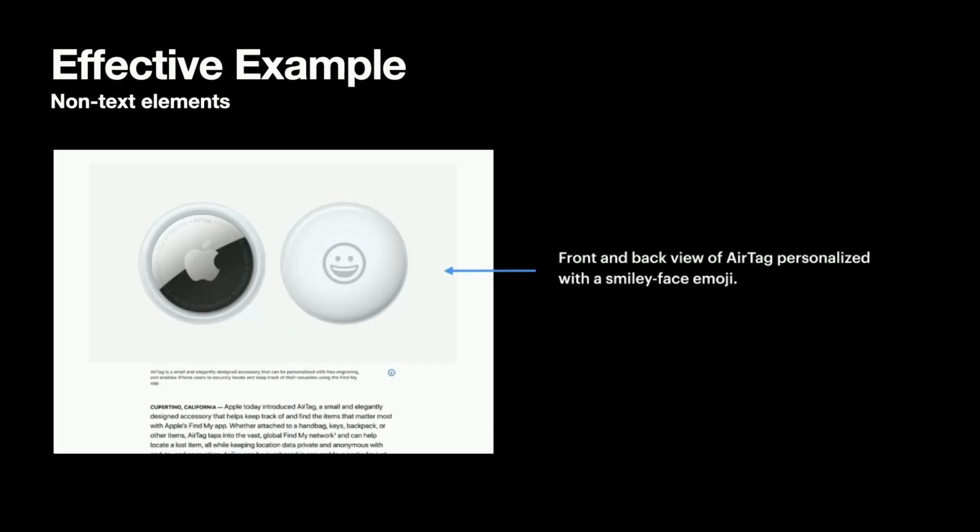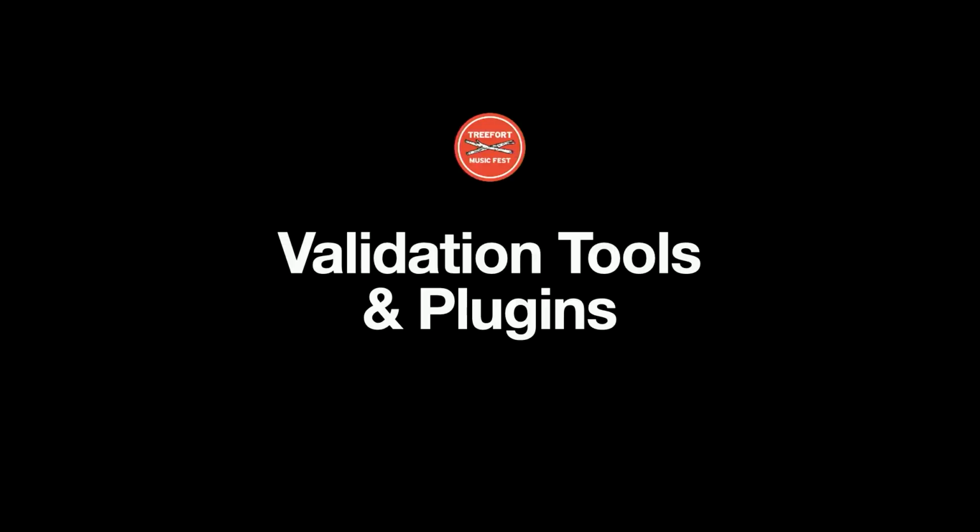Quick example: I know earlier when I showed all the e-commerce companies, Apple failed on quite a few things, but this is the one thing that they tend to do a really good job with. So if a screen reader was looking at this and said, "front and back view of an AirTag personalized with the smiley face emoji," even if you close your eyes and someone says that to you, you know exactly what's contained within that image. So it's a good example of how to see how people are doing it successfully.